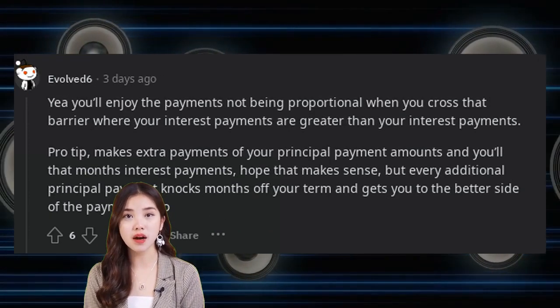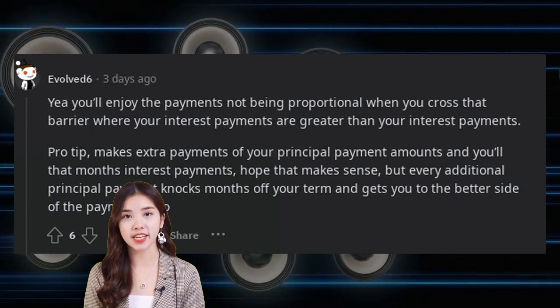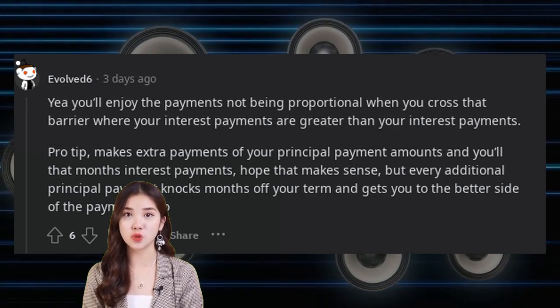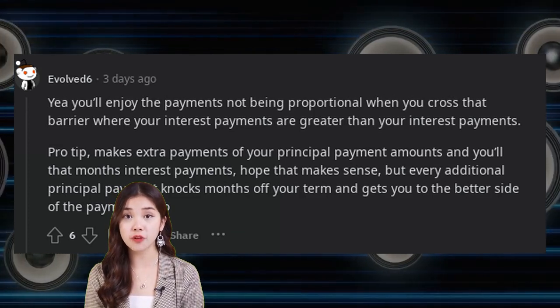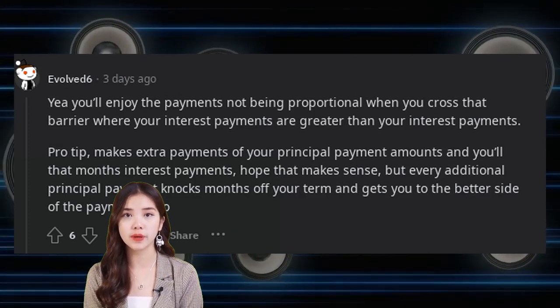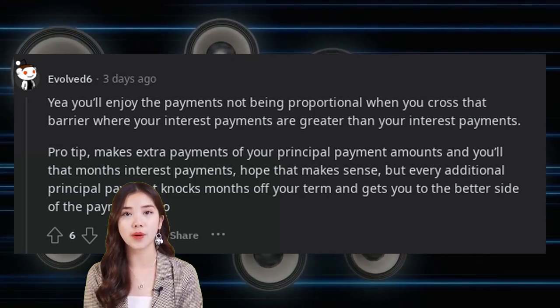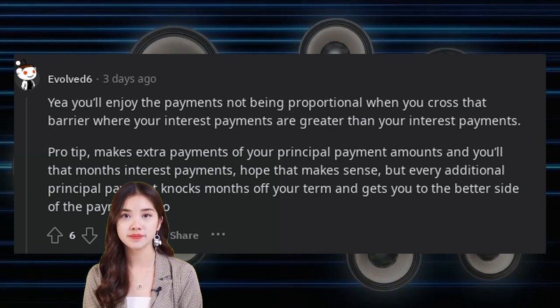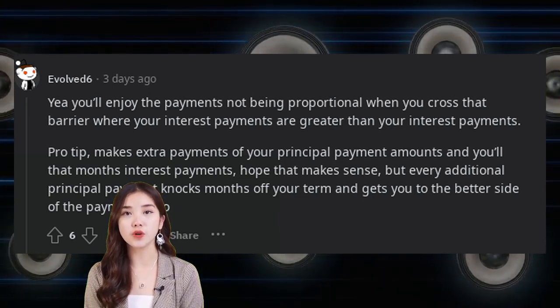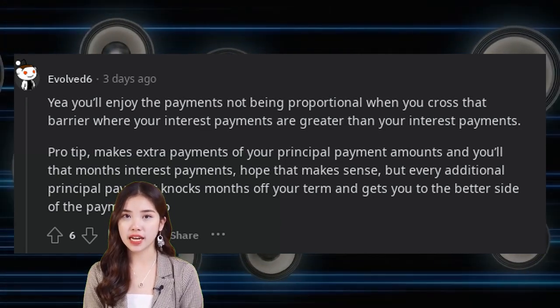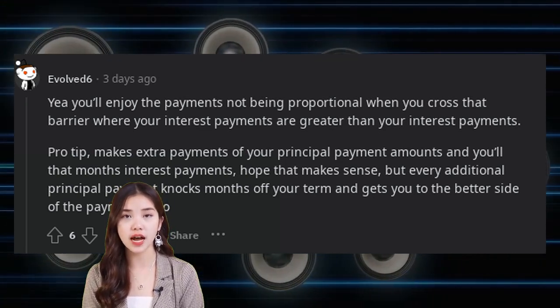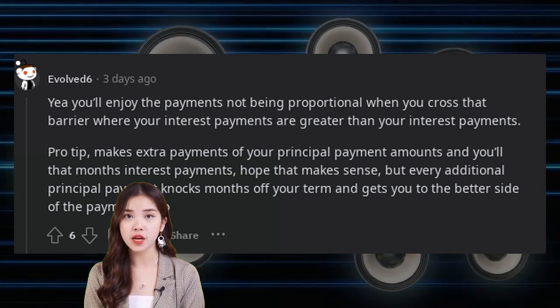You'll enjoy the payments not being proportional when you cross that barrier where your principal payments are greater than your interest payments. Pro tip: make extra payments of your principal payment amounts and you'll skip that month's interest payments. Every additional principal payment knocks months off your term and gets you to the better side of the payment ratio.